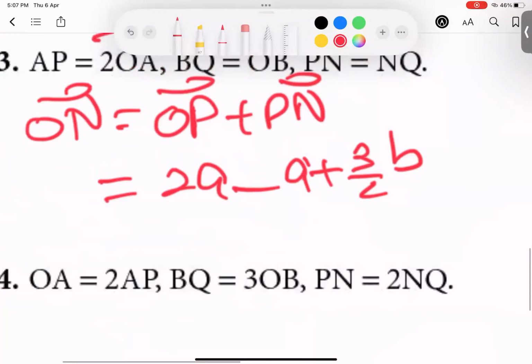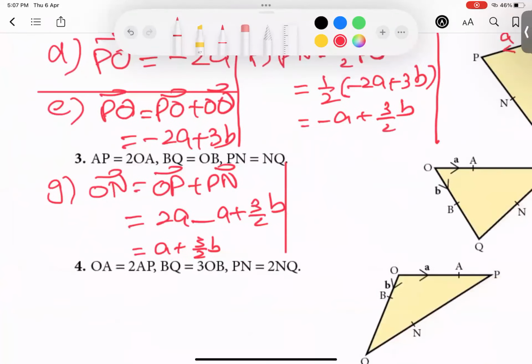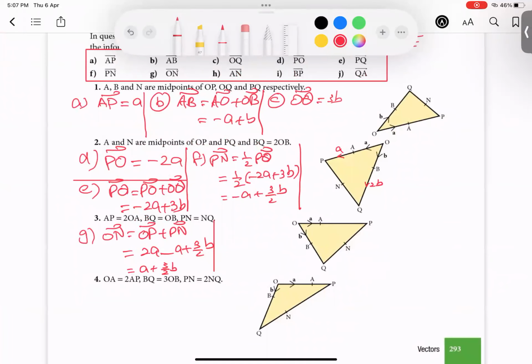Now, student, how many A's are there? 2A minus A. It will give you A plus 3 by 2B. Don't just leave it as it is. Over. Now, G part done as well. Now, H part.